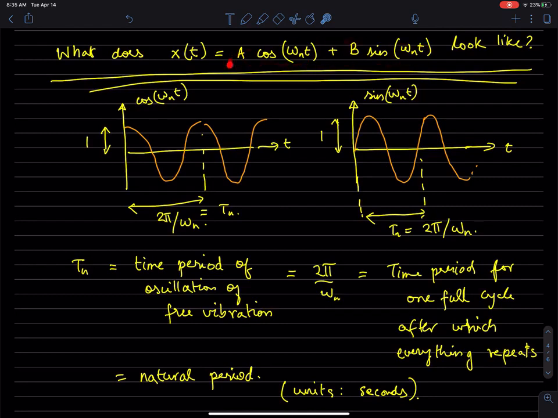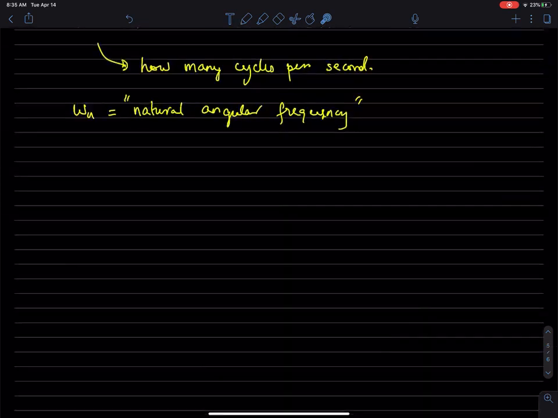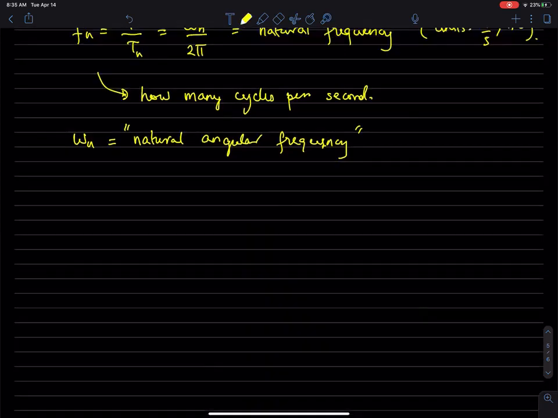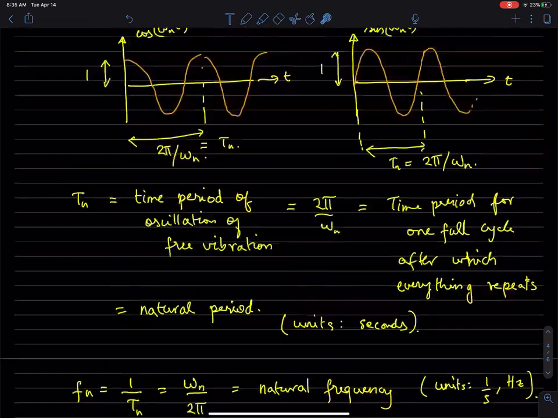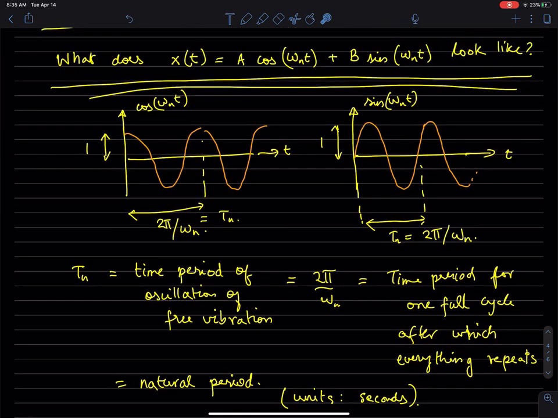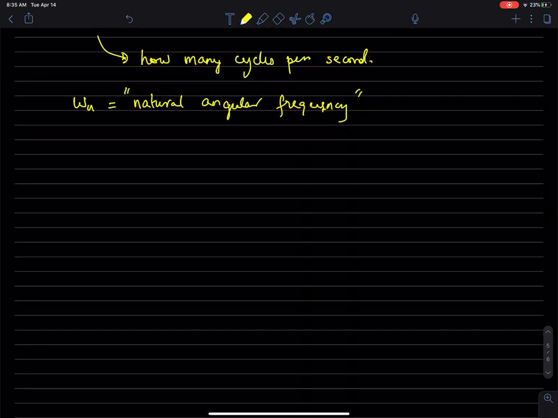Let's look at this expression. A times cosine means that if you plot A times cosine, it will have an amplitude A. If you do B times sine, it will have an amplitude B. But here we've just plotted cosine and sine. Okay, so the first thing we understood has to do with the frequency of oscillation. Let's now talk about what the amplitude of this curve is, and what it looks like.